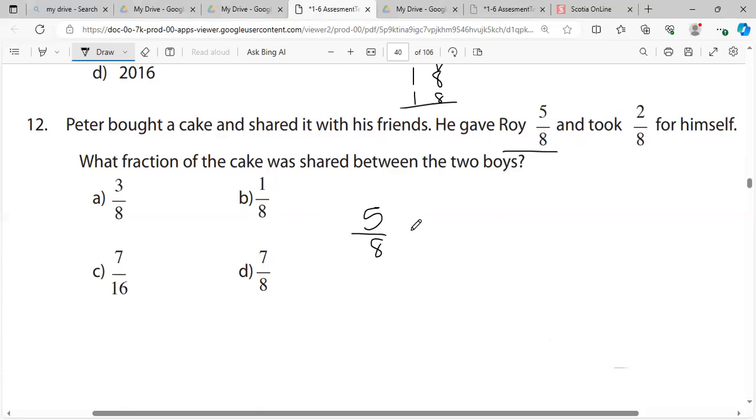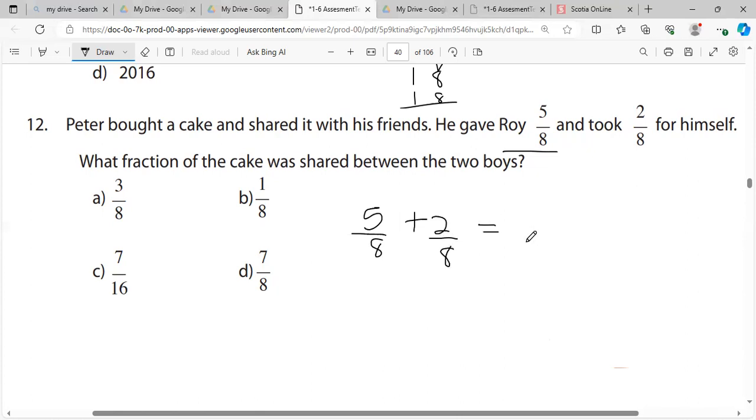And he gave... Look at the question. So Peter bought a cake and shared with his 2 friends. He gave Roy 5/8 and he took 2/8 for himself. What fraction of the cake was shared between the two boys? Oh yeah, I thought there's an understand question.